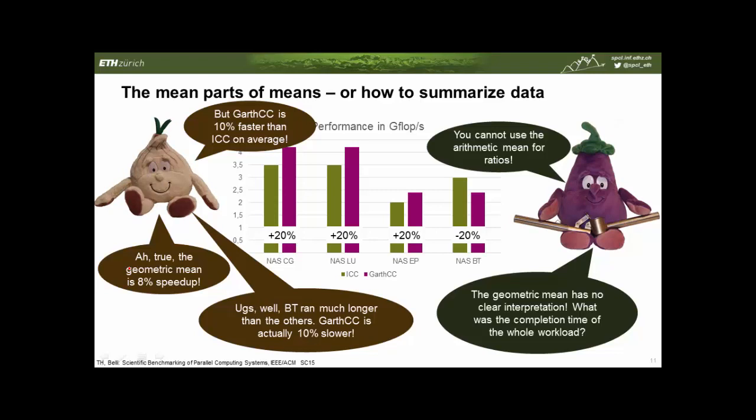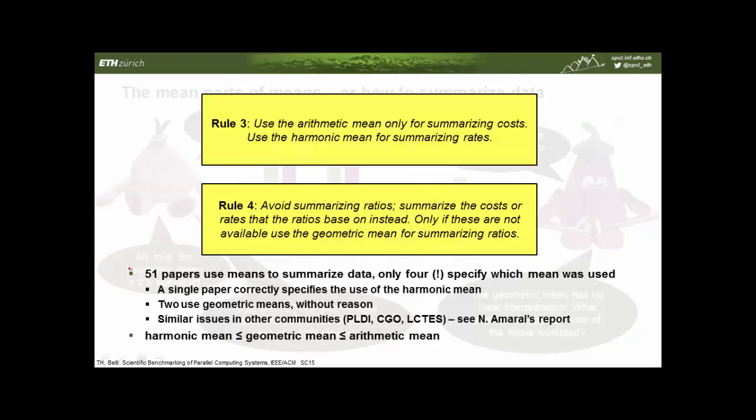Okay, but if you actually consider the real runtime, right? And this is now the real runtime of these benchmarks in absolute time, then you will find that this runs disproportionately long in the whole benchmark suite, and thus the overall performance is much lower at the end. So this gives us two rules, which basically say that you should use the arithmetic mean only for summarizing costs. So what's a cost? A cost is something that you have a direct, linear relationship to, right? So energy, money, time, these are costs.